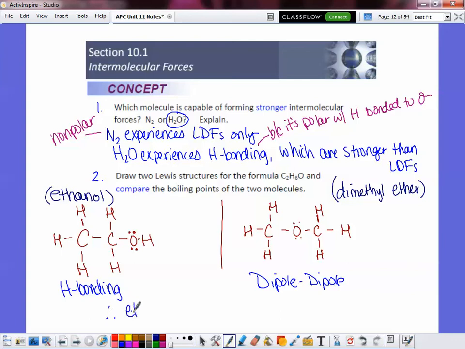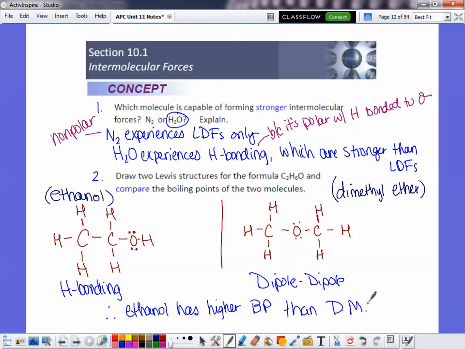Therefore, ethanol has the higher boiling point than dimethyl ether.